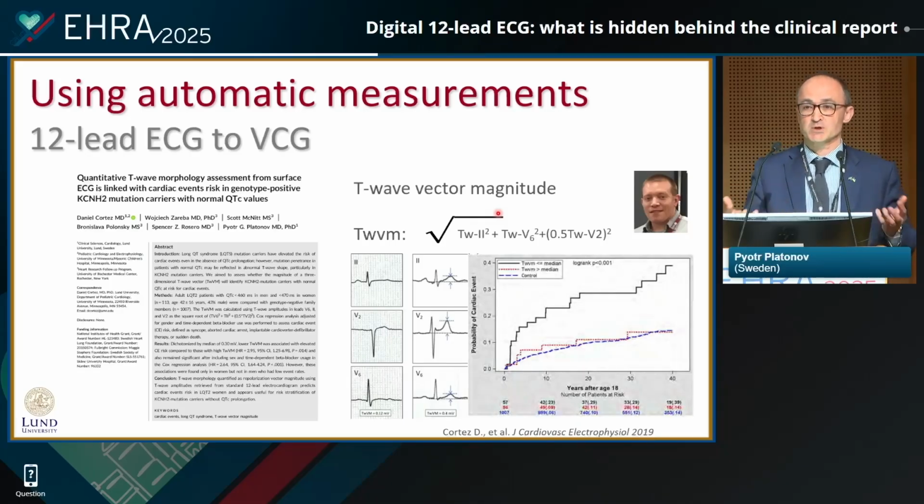And that one number can be calculated from the transformed 12-lead ECG, like we did in this study, showing that lower T-wave vector magnitude, the black line here, was a risk factor in patients with normal QTc who had mutations associated with long QT2. So again, this information can easily be calculated from the ECG data matrix using a slightly complex equation, but it's nothing special really. You just get the three numbers and put them in the calculator and get the number.